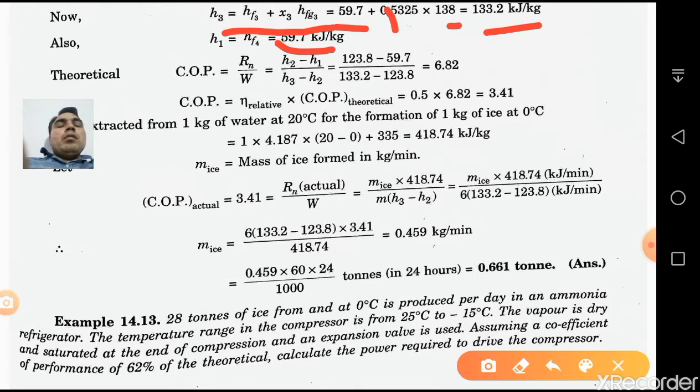So theoretical COP, what is the formula? It is the refrigerating effect divided by the work done on the compressor. So refrigerating effect, in which process? It is the evaporation process.